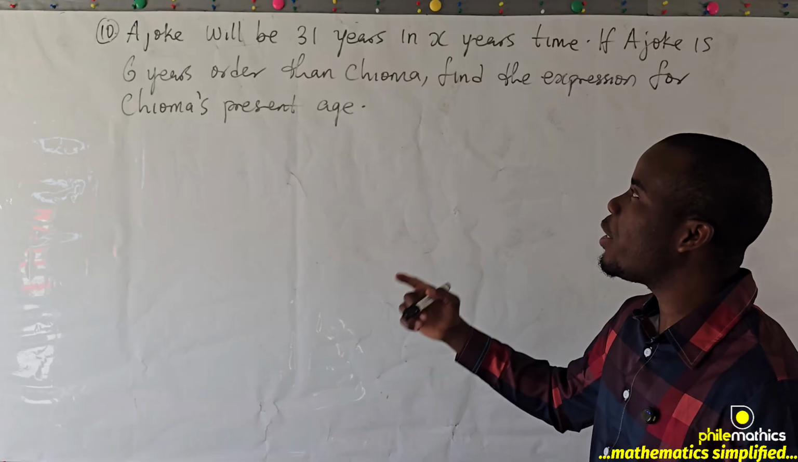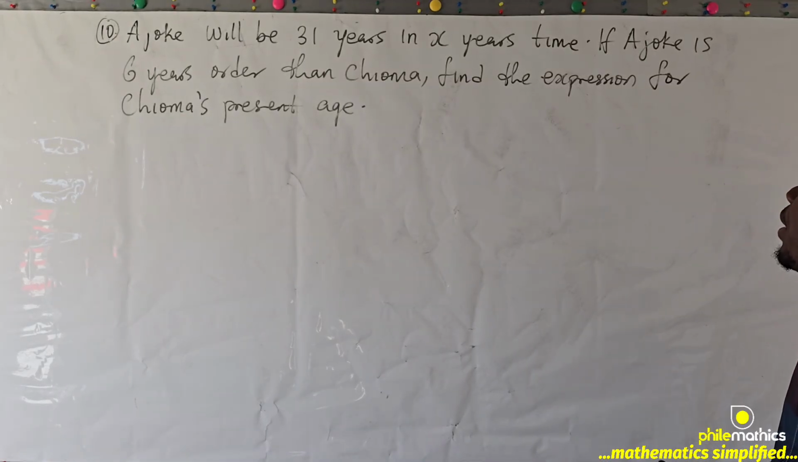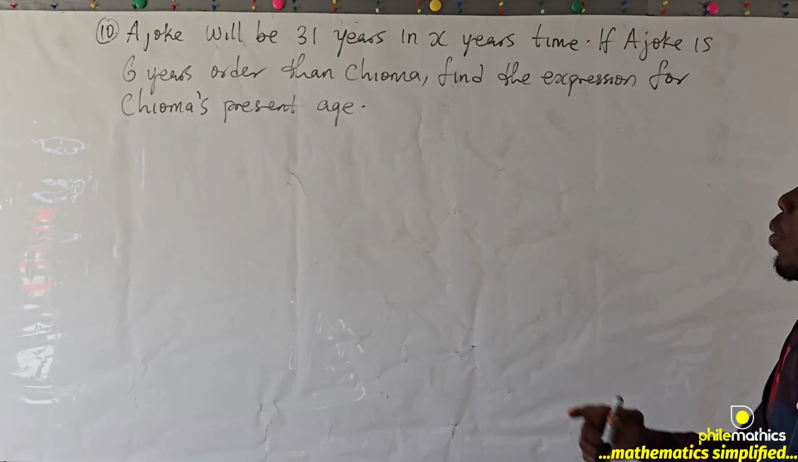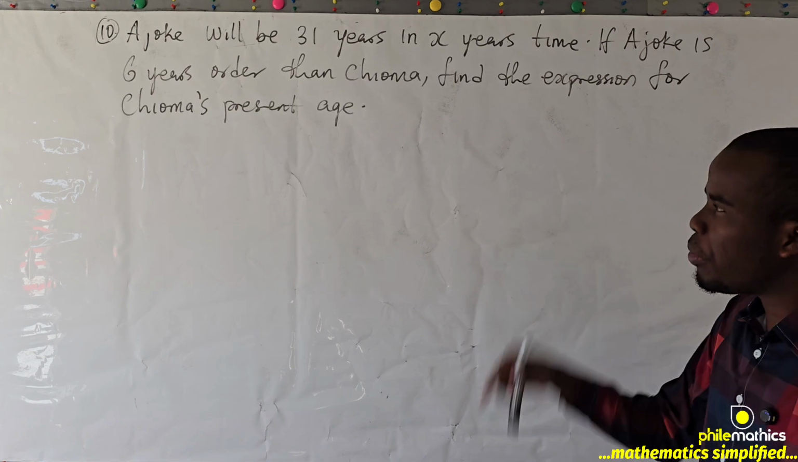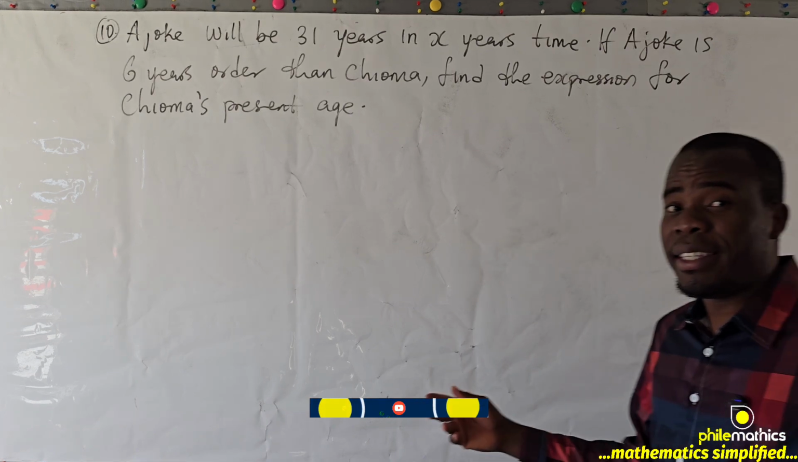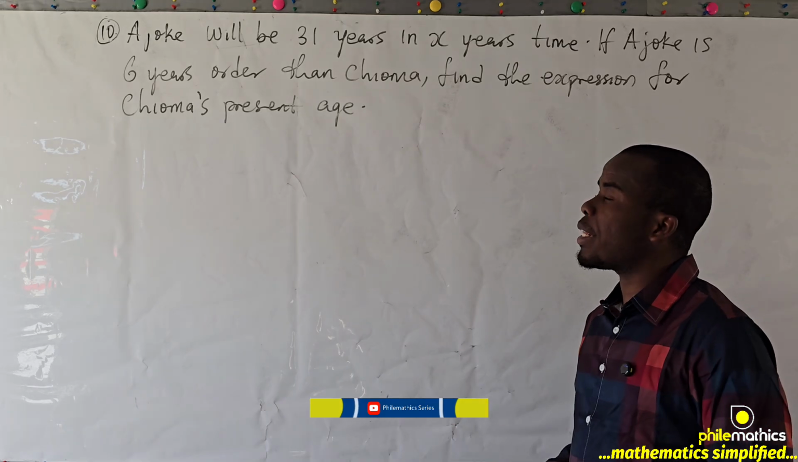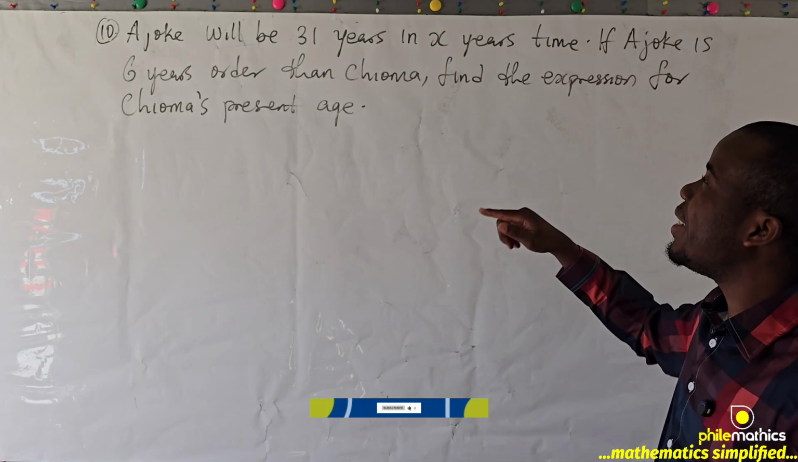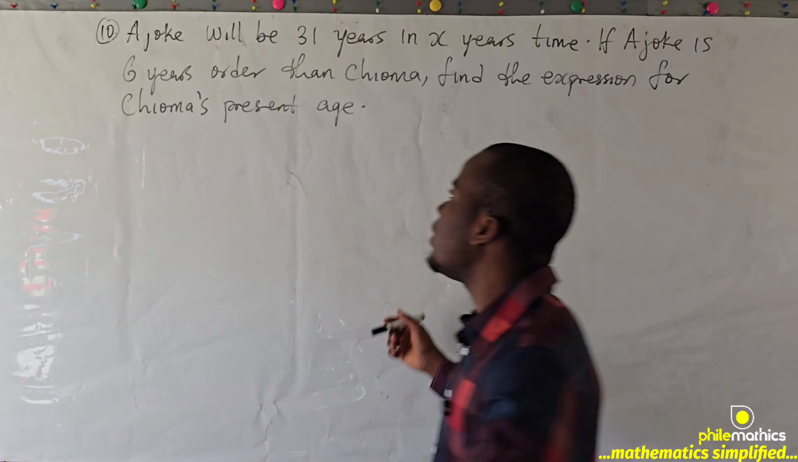Ajoke will be 31 years in X years' time. If Ajoke is 6 years older than Chioma, find the expression for Chioma's present age. I mean, this is an interesting question. This is how you want to start. Ajoke will be 31 years in X years' time. Let's say Ajoke's age is A.